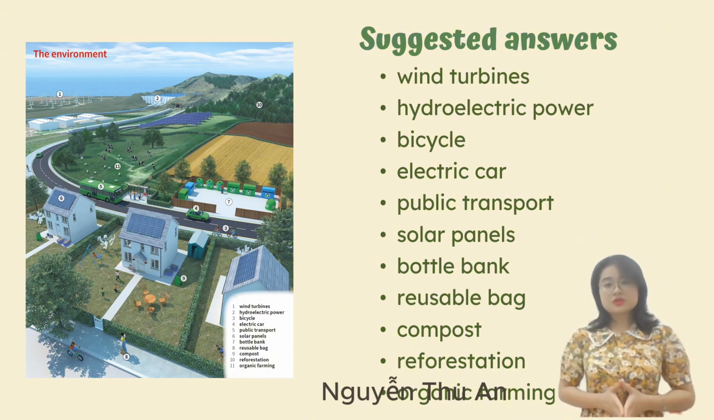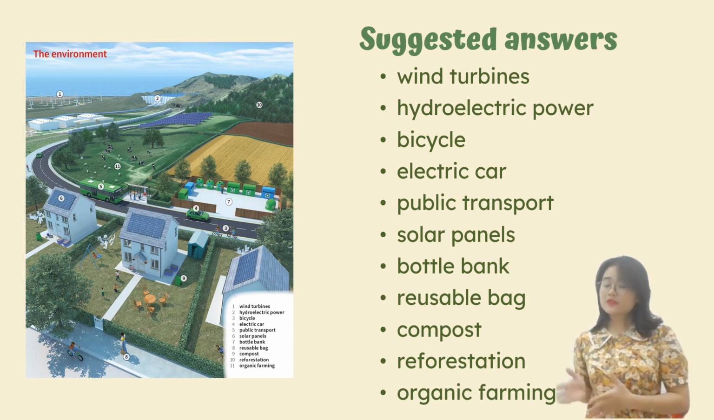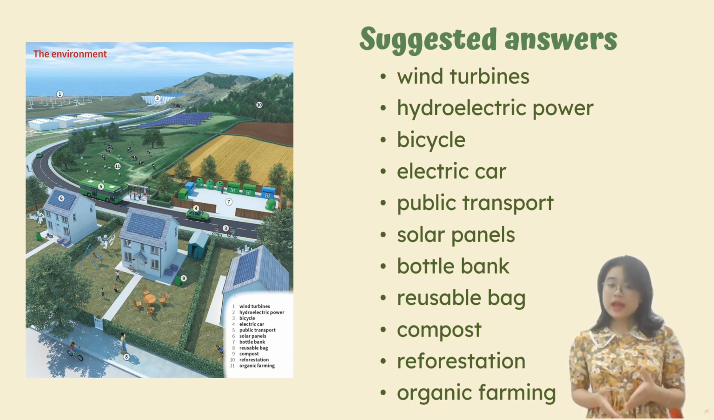7. Bottle bank. 8. Reusable bag. 9. Compost. 10. Reforestation. 11. Organic farming. And all of them are included in the environment. Now, let's move on to the first part of the lesson today, the vocabulary part.